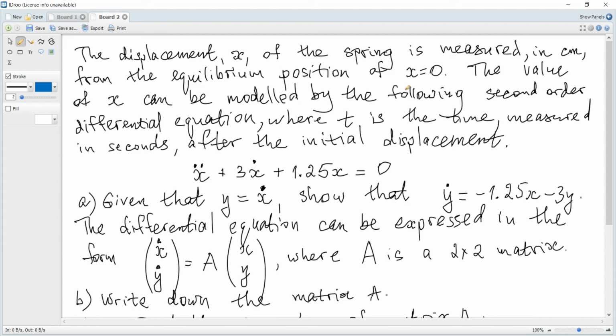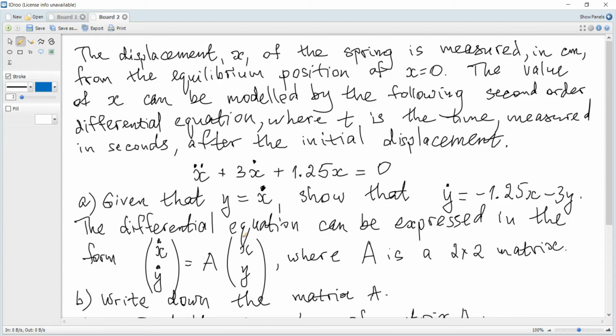The displacement x of the spring is measured in centimeters from the equilibrium position of axis 0. The value of x can be modeled by the following second-order differential equation, where t is the time measured in seconds after the initial displacement. Given that y is the derivative of x with time, show that the derivative of y with time is equal to this expression. The differential equation can be expressed in the given form, where A is a 2 by 2 matrix.